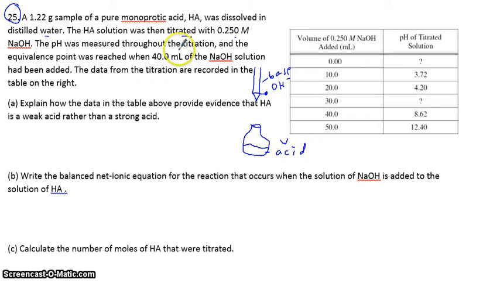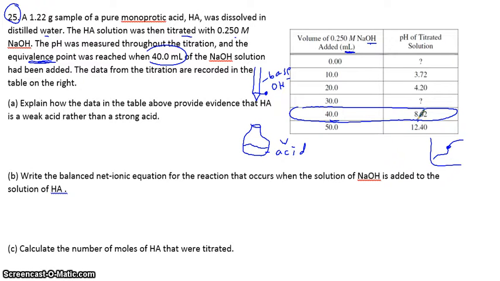The pH was measured throughout the titration. Notice the pH is going up, up, up as we're adding milliliters of base. The more we add, the higher the pH goes. And that makes sense because bases have high pHs. The equivalence point was reached when 40 mL of the base was added. So this right here is the equivalence point, this point on that graph we saw, the middle point where all our acid has been titrated. That's the whole point, to get to the equivalence point. Notice the equivalence point happened at 40 mL and the pH is 8.62.